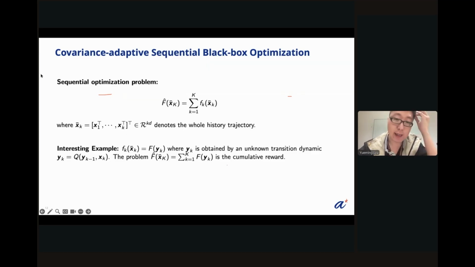Now we want to analyze some theoretical properties of a sequential optimization problem: the summation of the sequential f(x_k). Here, s_k bar depends on the previous trajectory s_1 to x_k. This optimization problem is quite interesting because it involves some interesting examples, for example, the sequential update under some unknown transition dynamics.